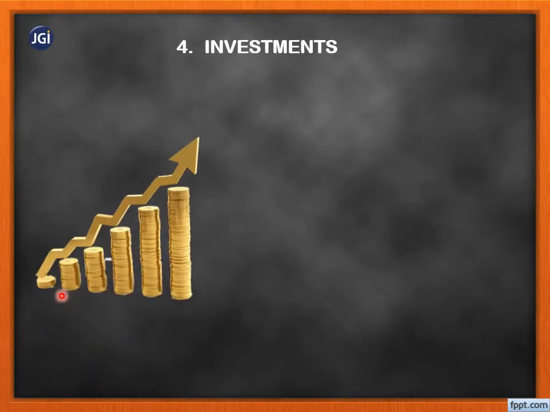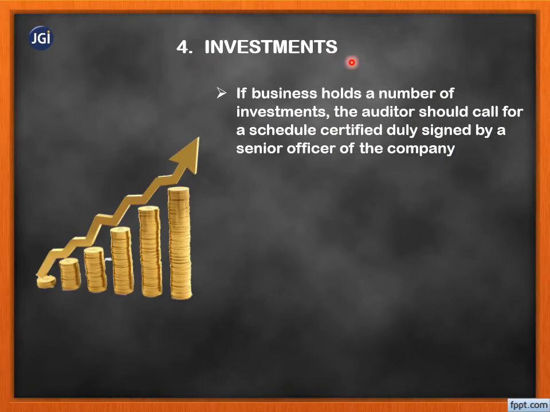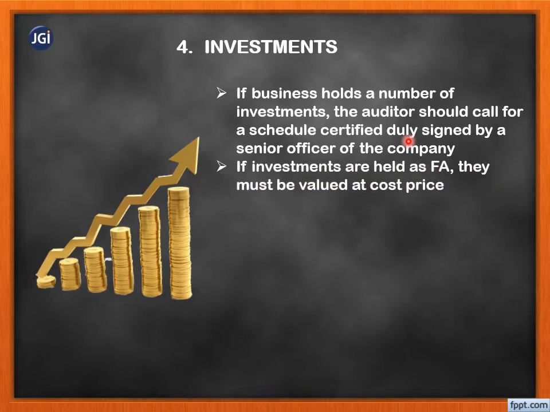Next item is investments. We record investments on the asset side of the balance sheet. If investments are in large number, the auditor should obtain a schedule certified by a senior officer of the company, and such schedule received should include a few things, like the name of the investment, the book value, the market price, the purchase date of the investment, date of payment of interest, and TDS. All these things must be included in the schedule received.